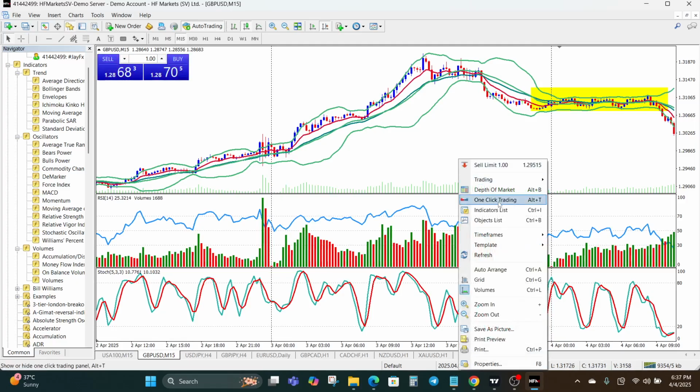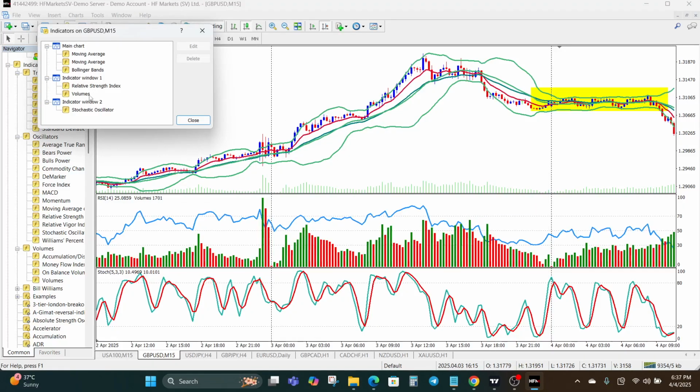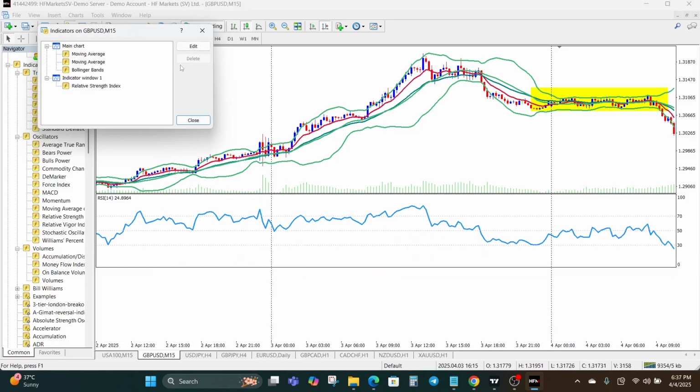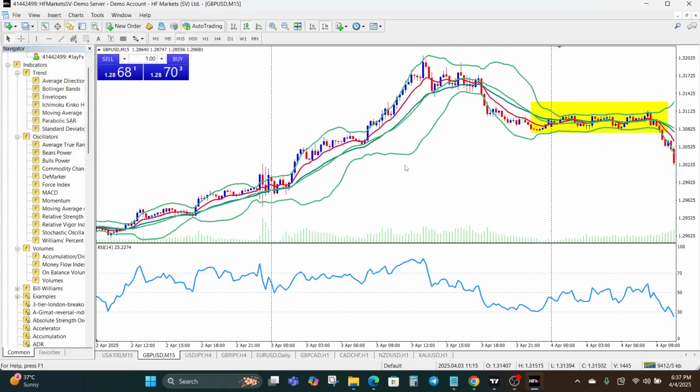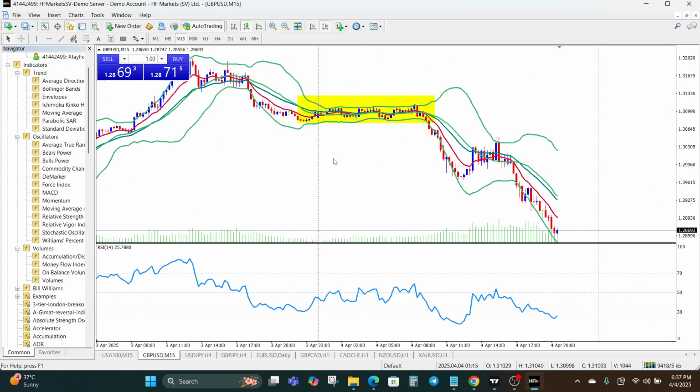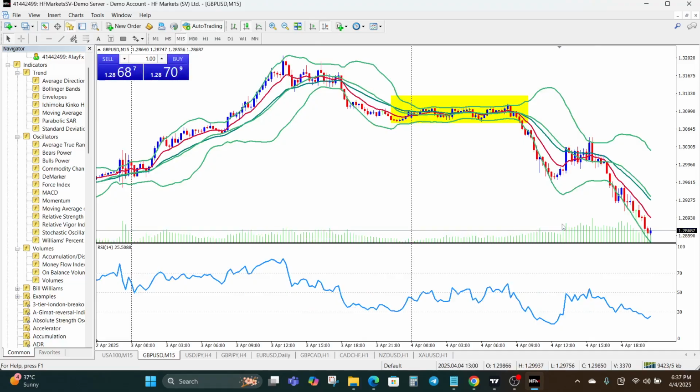So we're just going to be removing the volume, the stochastic, and leaving this. You can decide to use the Bollinger Bands, moving averages, and RSI, or you can even decide to use just the Bollinger Bands, RSI, and maybe volumes, basically depending on what you prefer. But you can just stick with 2 or 3 indicators.